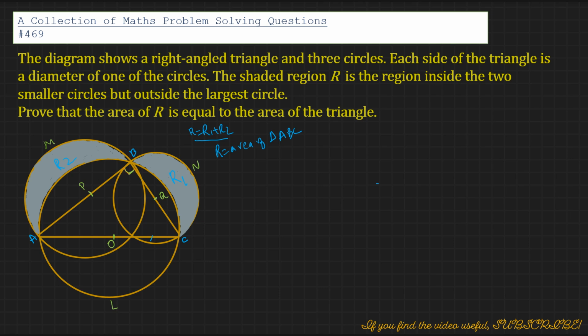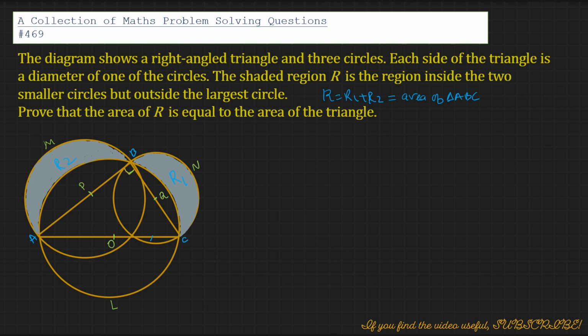So write down, R equals R1 plus R2. That's what we are going to prove, and that would be equal to the area of triangle ABC. So that's the requirement. What else do we need to do to prove that? We need to assume some things. That is, we need to assume the radius of these circles.